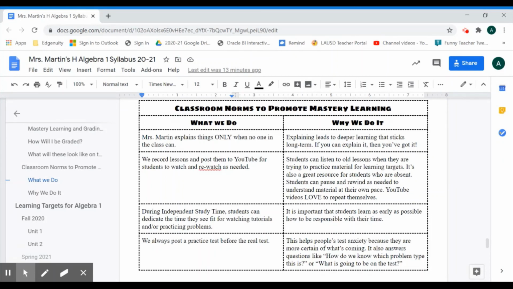Finally, I make it a point to post practice tests before the real tests. This is especially important when we start our first learning target. If we get a chance to use Alex, again, I will post more details about what that testing is going to look like. I know a lot of people feel that test anxiety, that drama that you feel right before a test. And I'm hoping that posting a practice test will help answer questions like, how do we know which problem type is going to show up? Or what is going to be on the test? Instead of you having to ask me, I'll just show you with the practice test.